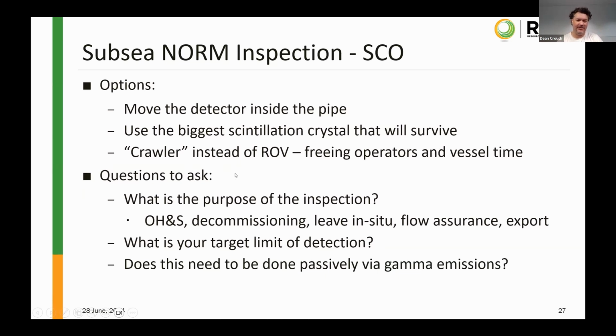And the question you ask before you go into this oil and gas inspection is, what's the purpose of it? Is this an occupational health and safety thing? Are we worried about workers when they come up to the surface? In which case, a dose rate of 0.3 microsieverts per hour, which is relatively easy to detect, is fine. You don't need to get right down into the becquerels per gram on that one.